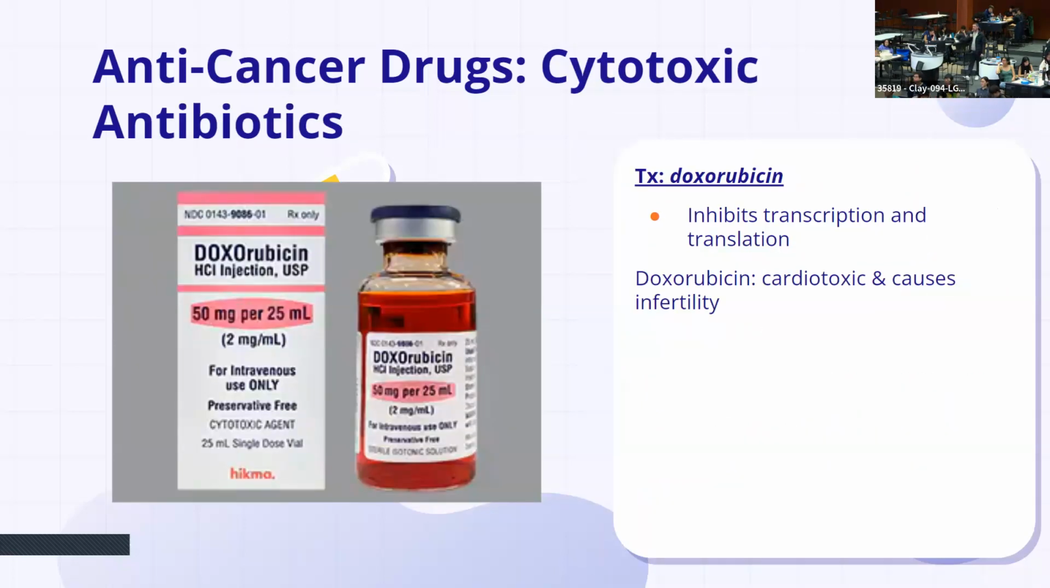So our next one is doxorubicin, and that's an antibiotic, but it's a really toxic antibiotic. So you'd only ever be using it for cancer because it is that toxic, and it's cardiotoxic, and it can cause infertility. And it's acting to stop transcription and translation. So it's acting in the S phase.